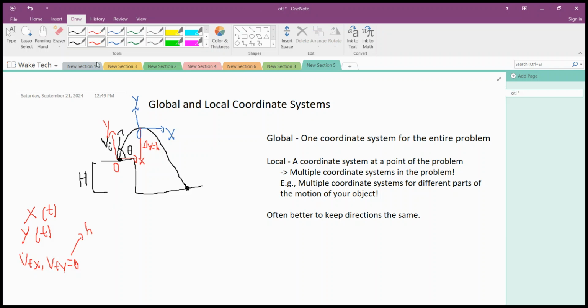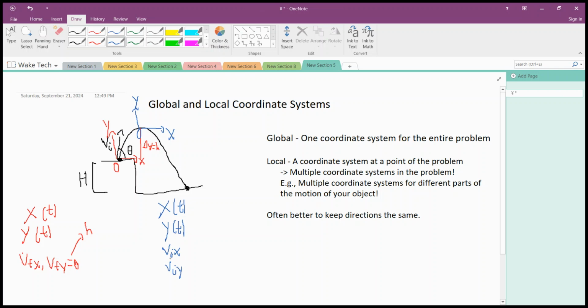Well then, for the next part of my motion, I'm in my blue coordinate system, and I can have position as a function of time, I can have a y function of time for x and y coordinates. I can have a v initial in the x direction and a v initial in the y direction, but then here is how you will tie the coordinate systems together.